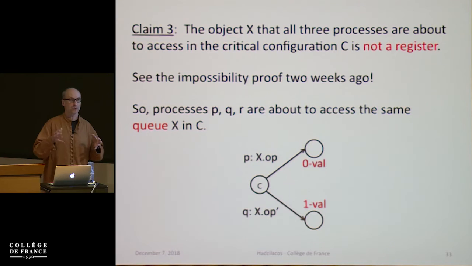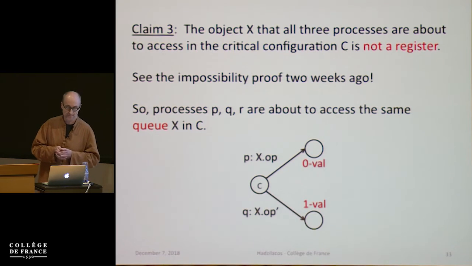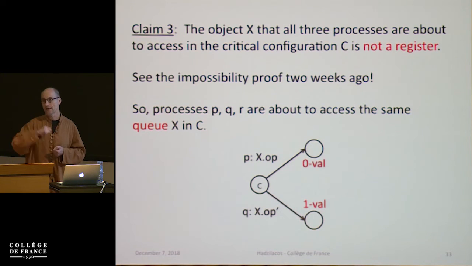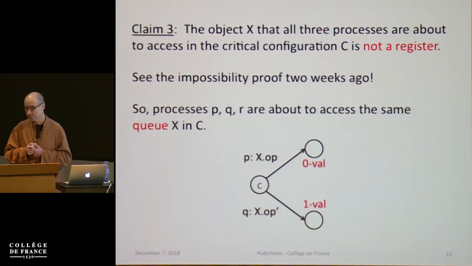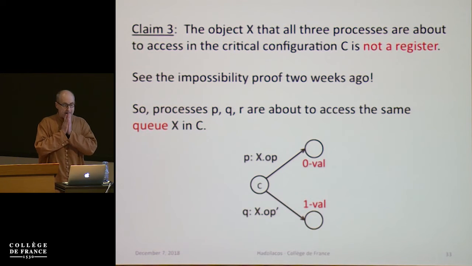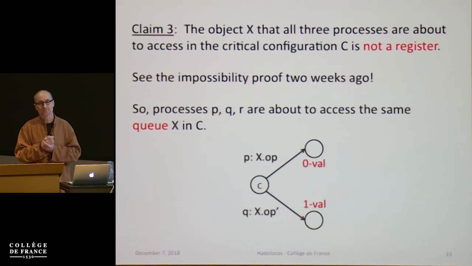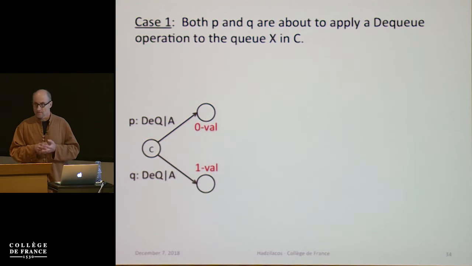So the three processes are about to execute some operation on the same queue X. And we know that we have some process, let's call it P, whose operation takes us to a zero-valent configuration, and some process Q, whose step takes us to a one-valent configuration. Okay, so now I'm going to do a case analysis depending on what the two operations are. And I will show that in every case there is some kind of a contradiction. Remember, it's a queue, so there are two kinds of operations, enqueues and dequeues.